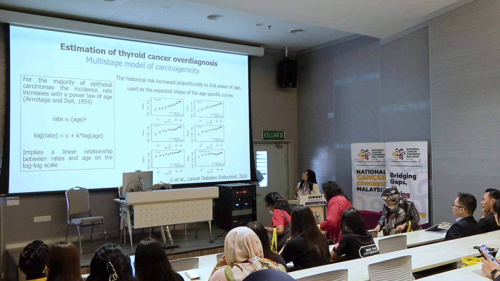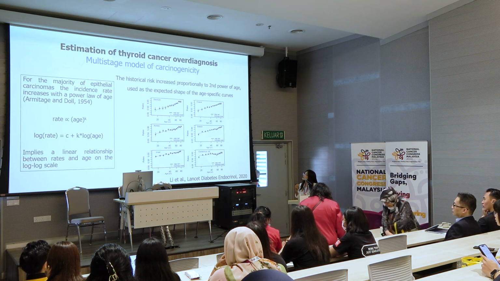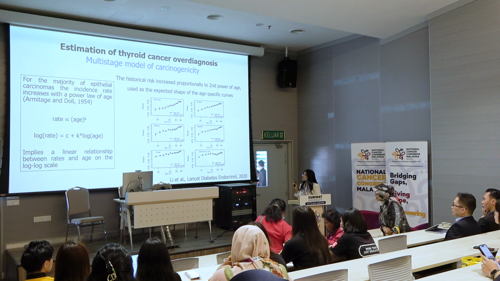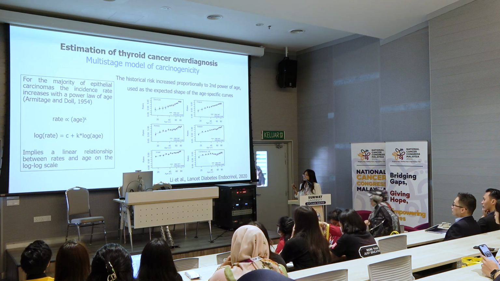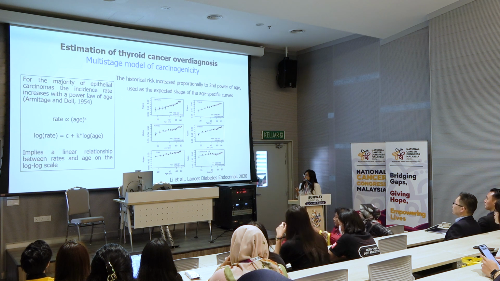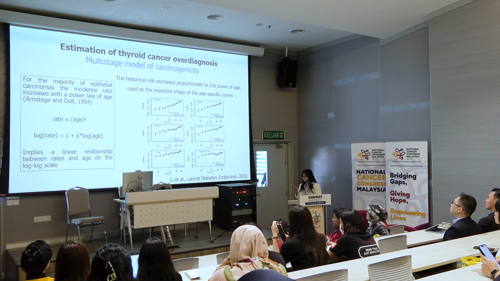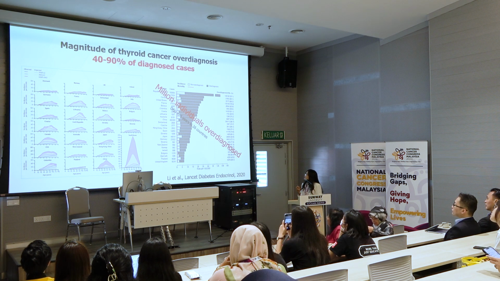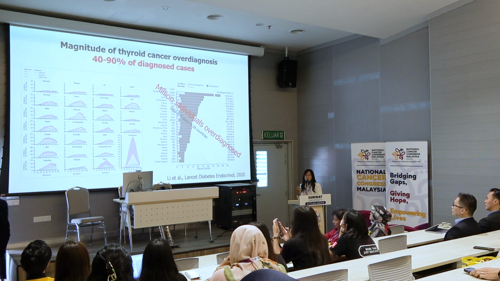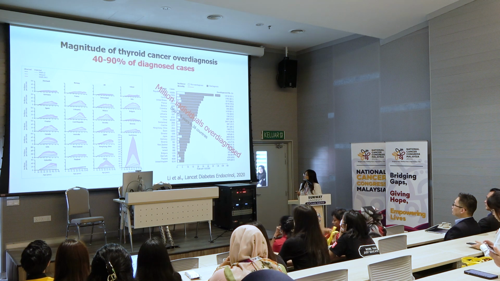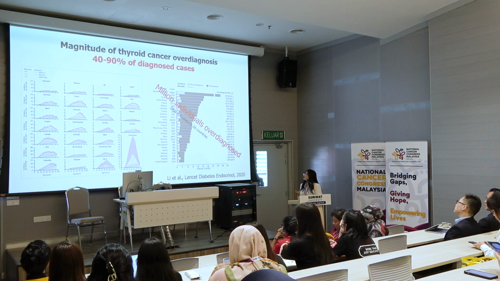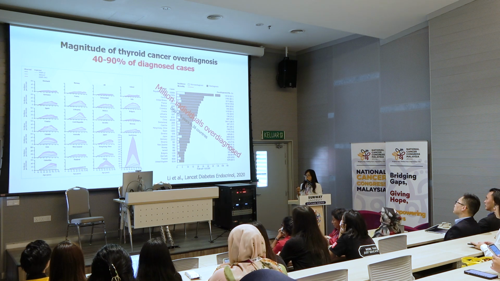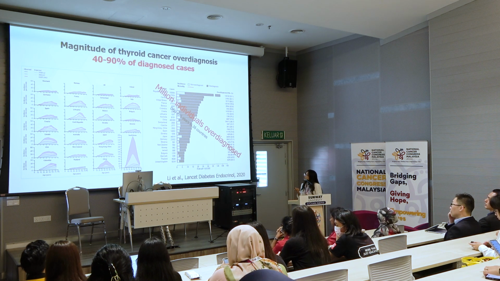So we used the multi-stage model of carcinogenicity and the historical patterns of multiple registries all over the world to estimate the historical age patterns if overdiagnosis had not occurred. And then we estimated that almost 1 million individuals were overdiagnosed only in 5 years in 26 countries. And the proportion ranged between 40% to 90% of the diagnosed cases, a very wide range.